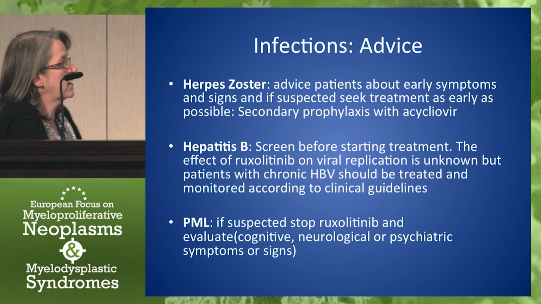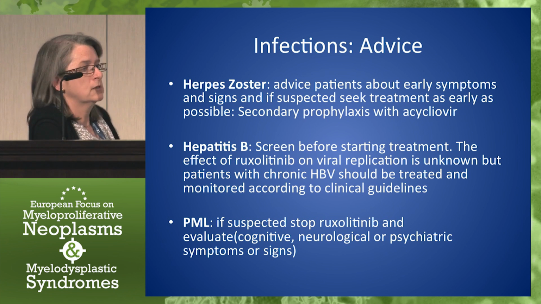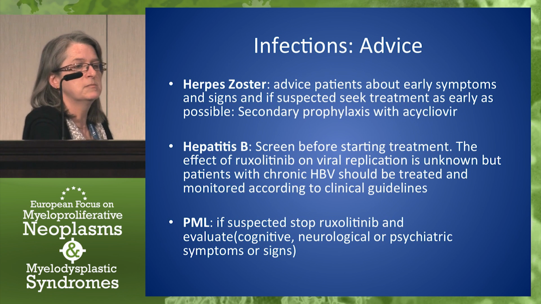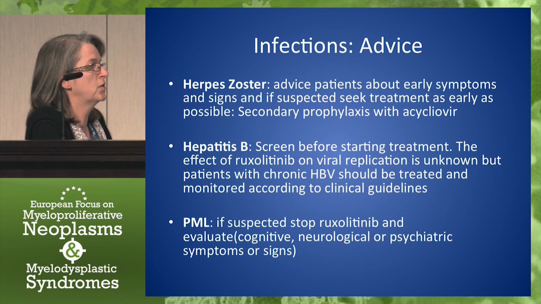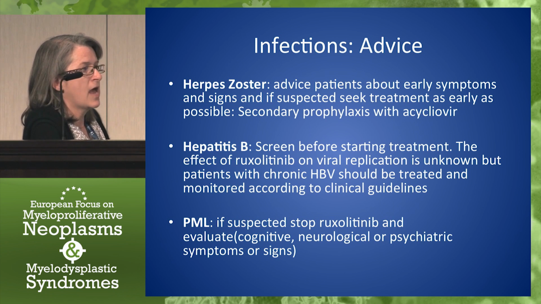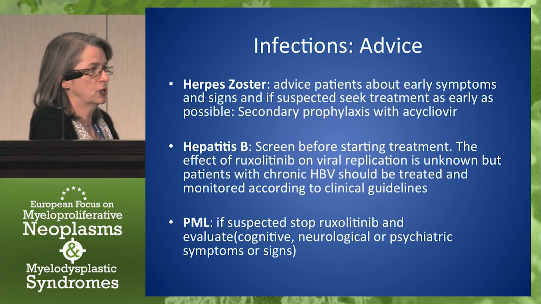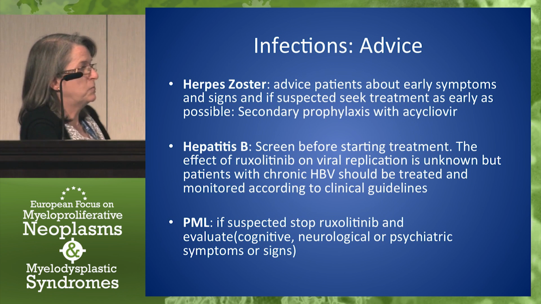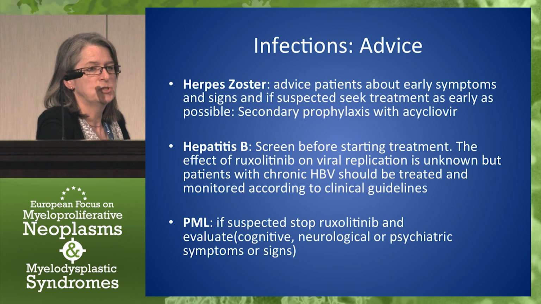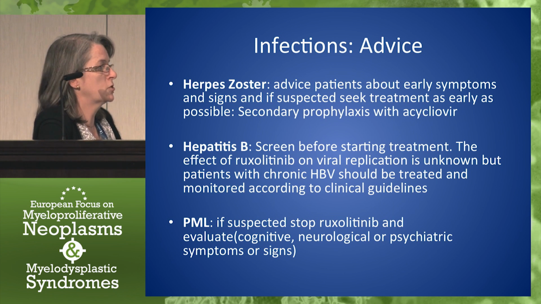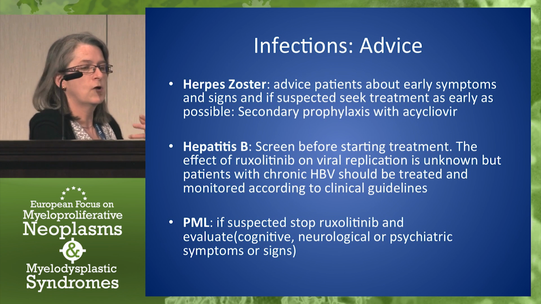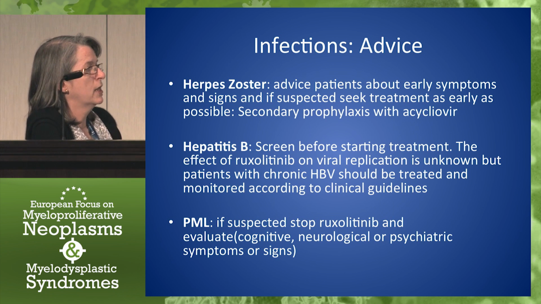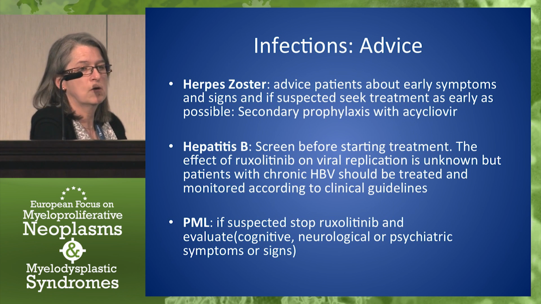Other infections, what advice can we give? Herpes zoster, I think people are becoming more and more aware of. Advise the patients about early symptoms and signs, and if it's suspected, seek treatment as early as possible. If they've already had a reactivation with herpes zoster, then there's a question, would you want to put these patients on secondary prophylaxis? Hepatitis B, the advice now is that all patients should be screened for hepatitis B before starting treatment. The effect of ruxolitinib on viral replication is unknown, but patients with chronic hepatitis should be treated and monitored according to the clinical guidelines.